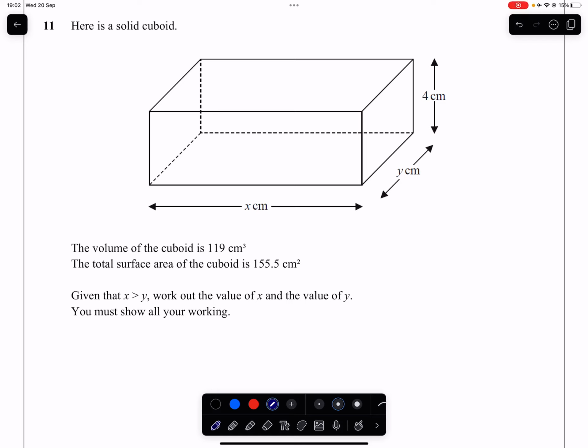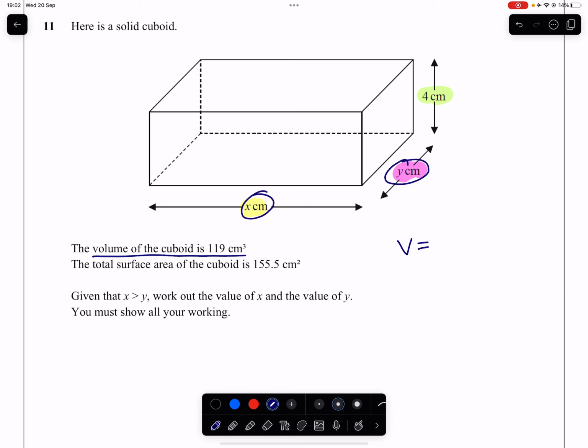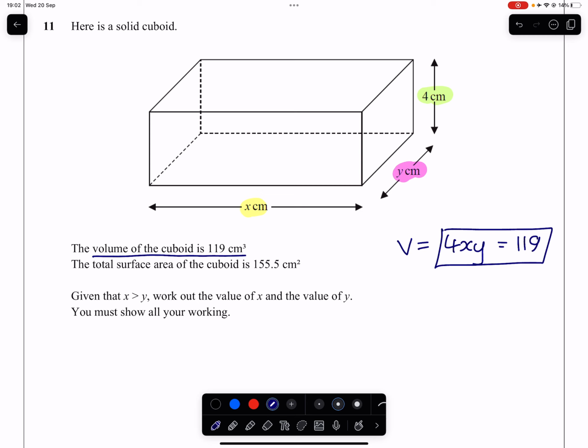Question 11. Here is a solid cuboid of width x, length y, and height 4. The volume of the cuboid is 119 centimeters cubed, so straight away I could quote the formula for the volume of a cuboid, which will be length times breadth times height. I'm going to have 4xy, and that equals 119. So that is one equation that we can get straight away from that information.